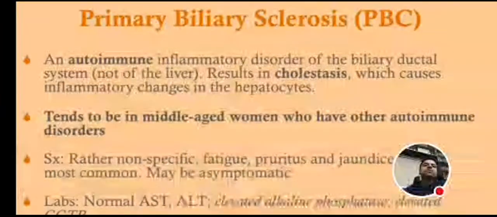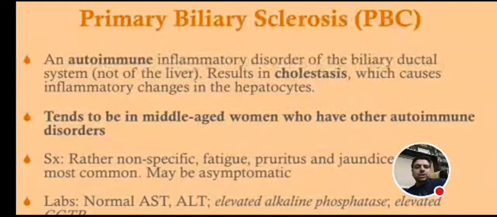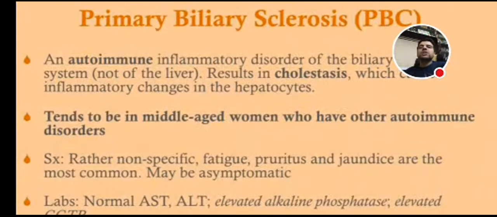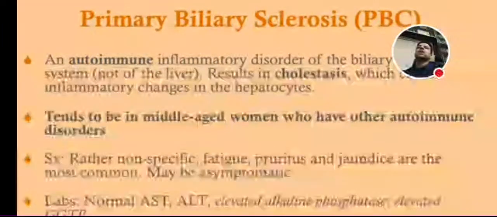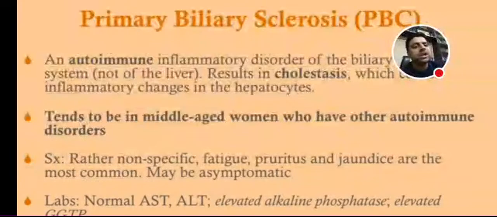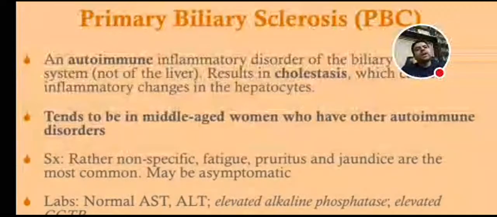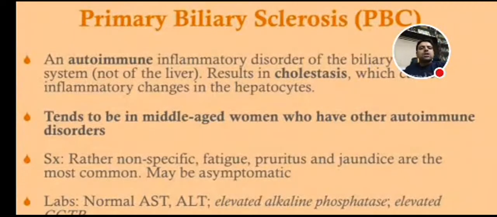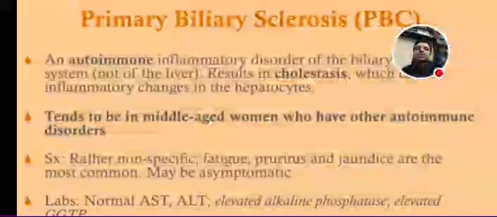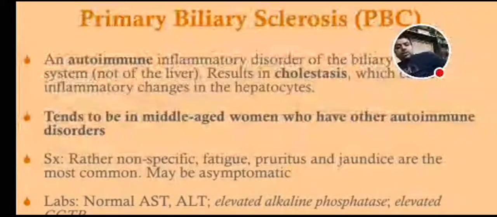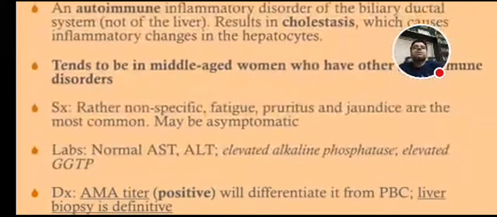It tends to be in middle-aged women who have other autoimmune disorders. In primary sclerosing cholangitis, we find it in patients with inflammatory bowel diseases like ulcerative colitis and Crohn's disease. But in primary biliary cirrhosis, we find it in patients with autoimmune disease like autoimmune thyroiditis, or Addison's disease. If a patient with Addison's disease complains of pruritus, jaundice, fatigue, always rule out primary biliary cirrhosis in such patients. Patients may also be asymptomatic.